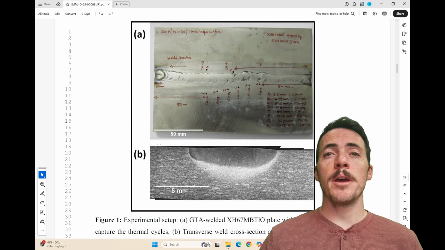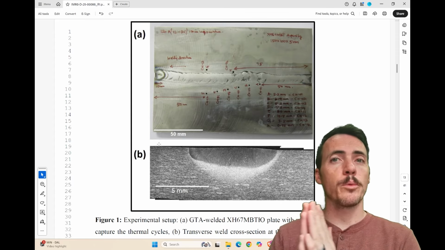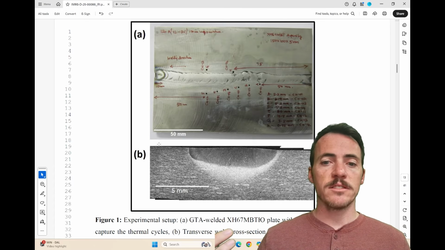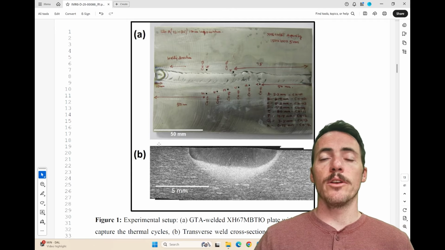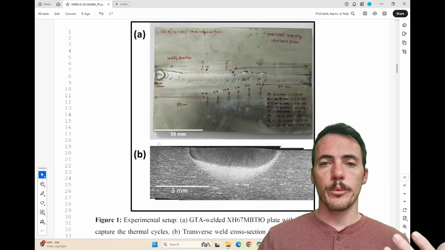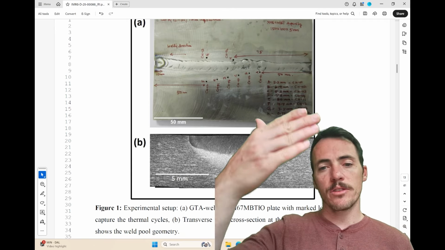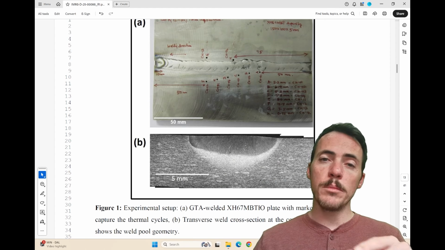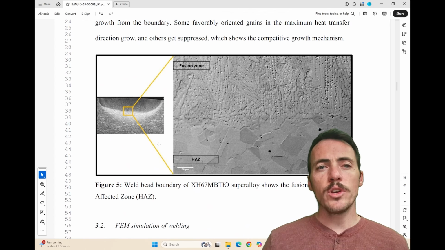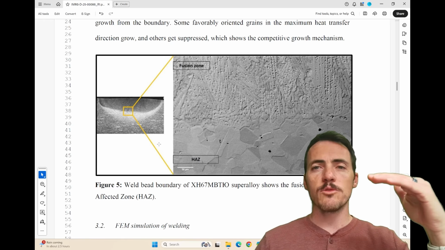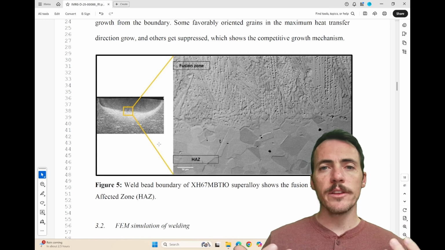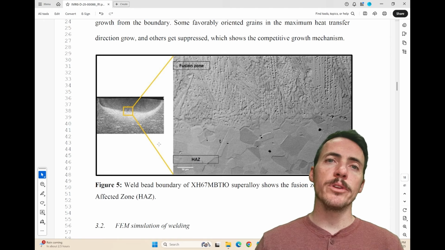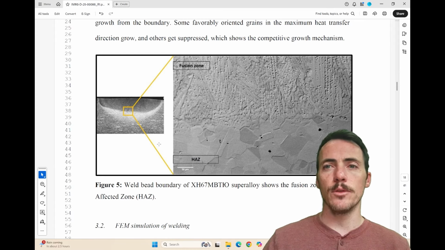One of the things I like about this paper is that, yes, it's the ICME method, but it's paired with real experiments. So here you see a diagram of an actual XH67MbTIO alloy, and they've done a weld on it, and they've labeled the different regions showing different thermal cycling. They've got a cross-section showing you what the cross-section actually looks like. If you were to zoom in on that, by the way, you can actually see both the fusion zone as well as the heat-affected zone, and clearly these have different microstructures if you look at the experiment. So the question is, can we reproduce these using finite element and this phase field modeling?